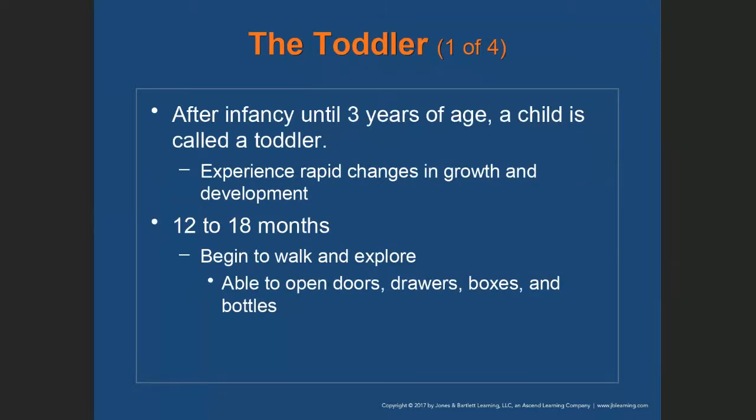Now let's look at the toddler. After infancy until 3 years of age, a child is called a toddler. They experience rapid changes in growth and development during this stage. At 12 to 18 months, they begin to walk and explore their environment. They are able to open doors, drawers, boxes, and bottles.